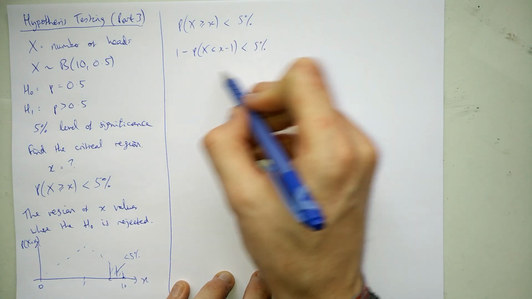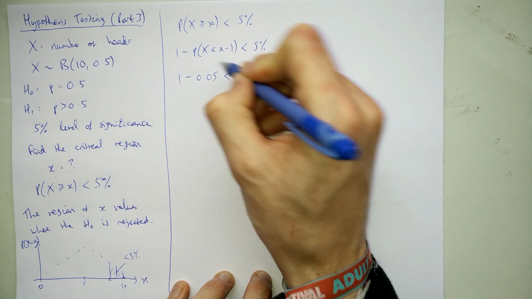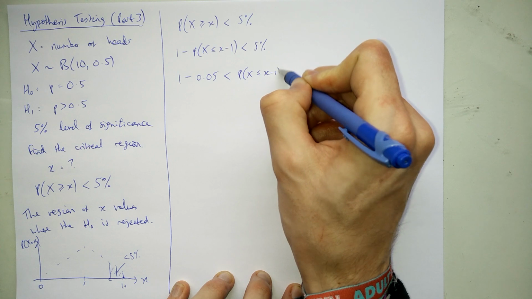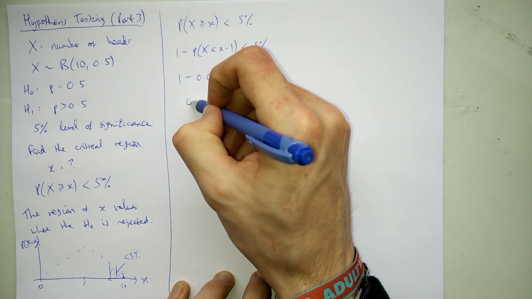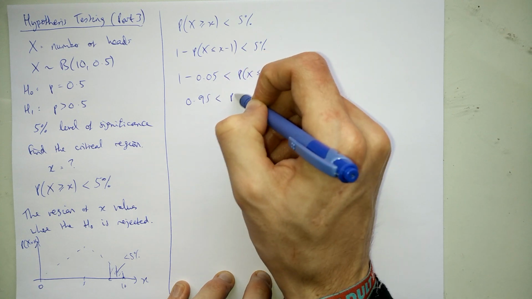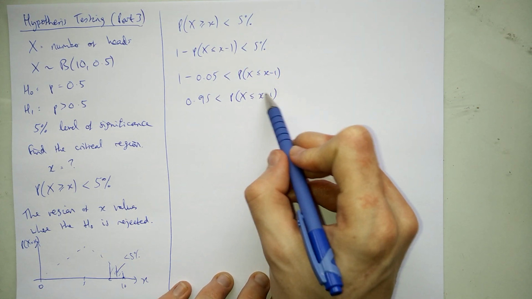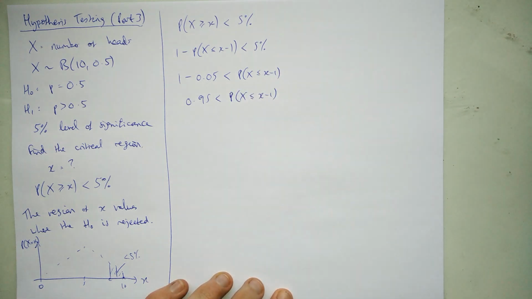Okay, so we could move these two things around, do 1 minus 5%, 5% is 0.05, and then put this on the other side. Just trying to rearrange this so we can look up. We can look at ones that are less than, you see, we can't look at ones that are more than. So this is 0.95. So we're looking to look up in our binomial table a value here, such that this is bigger than 0.95. That's the idea.